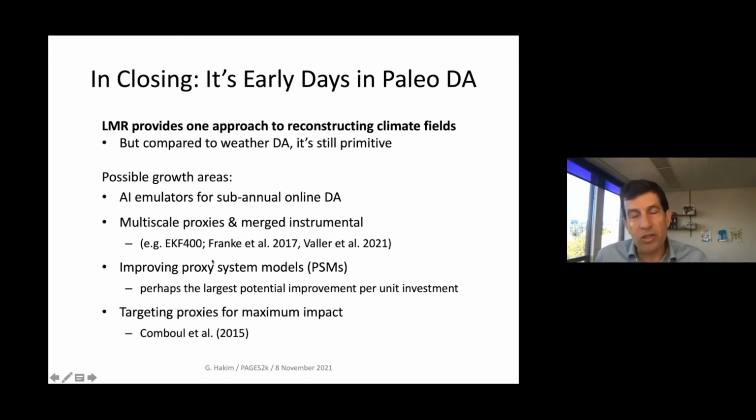The proxy system models are essential, and they perhaps provide the largest improvement per unit investment. We already have the proxies. There's a huge investment in that. We have a huge investment in the models. I think we need to invest a little bit more in the link between those two, and we'll get a lot out of that. And also for the proxies, targeting the proxies for maximum impact.